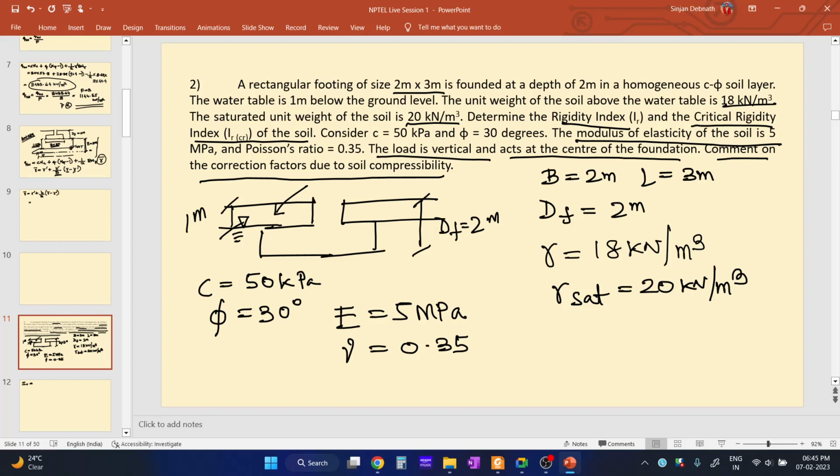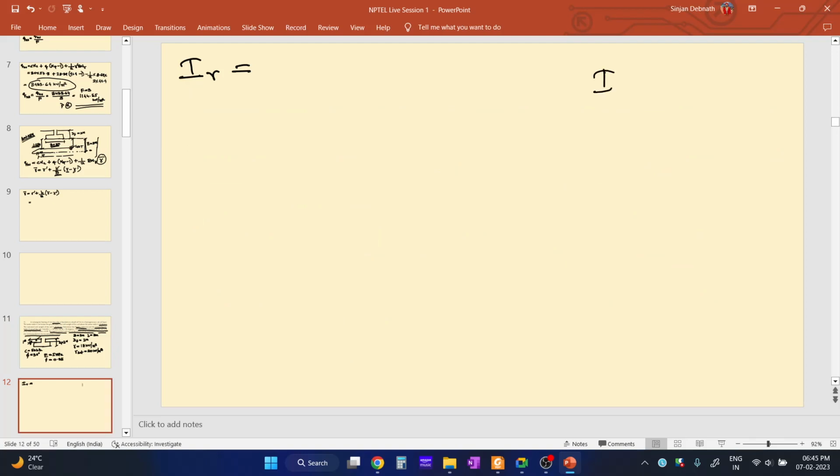When IR is greater than IRCR, the critical rigidity index of soil, that means the soil is very stiff, it is not compressible. To incorporate the compressibility, there are some factors: Cc, Cq, and C gamma. All these factors are incorporated into the bearing capacity formula, like the shape factors and depth factors, to incorporate the compressibility effect.